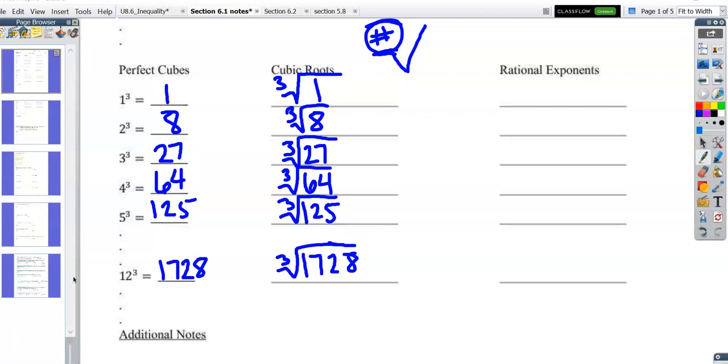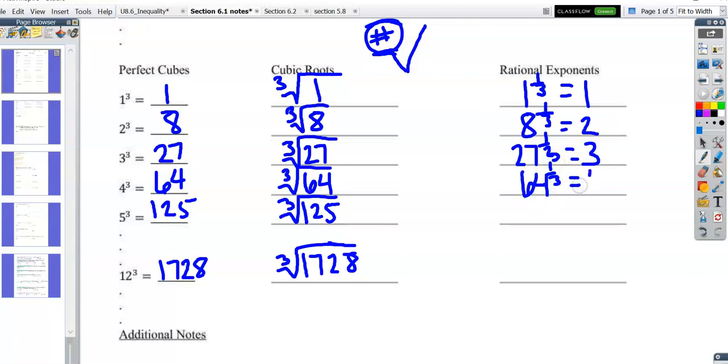So the cube root of 1 is the same as 1 to the 1/3 power. And the cube root of 8 is the same as 8 to the 1/3 power. And then the cube root of 27 is the same as 27 to the 1/3. 64 to the 1/3 is the same as cube root of 64. All of these, instead of cube root, we can write to the 1/3 power.